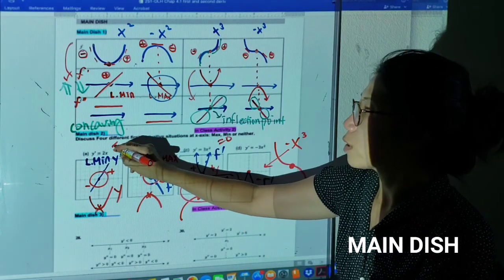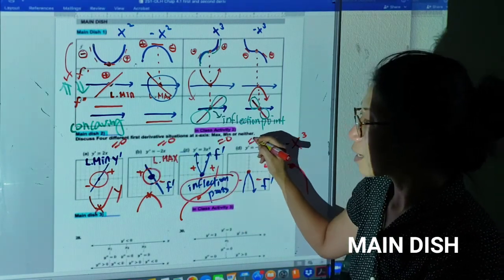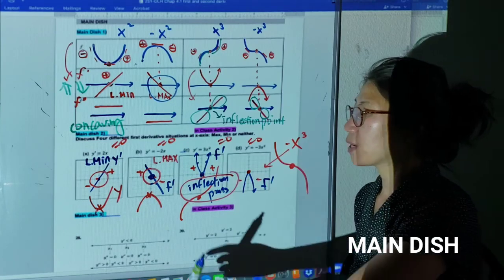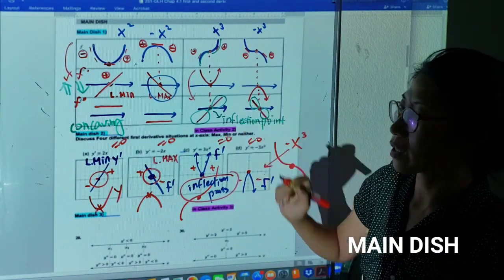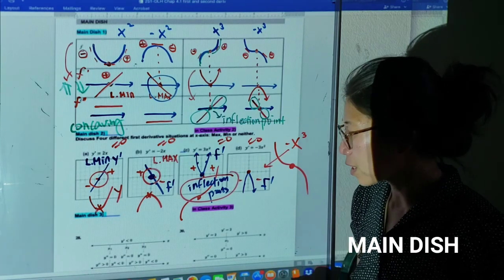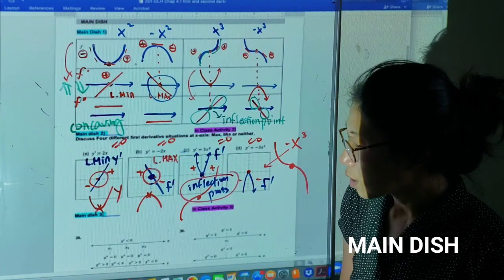Now, are they all equal to 0 on your first derivative? Yes, those are 0, 0, 0, 0. But depending on whether it's positive, positive, then it becomes an inflection point, which you can also check with the second derivative. So keep studying. So the next main dish, number 3.